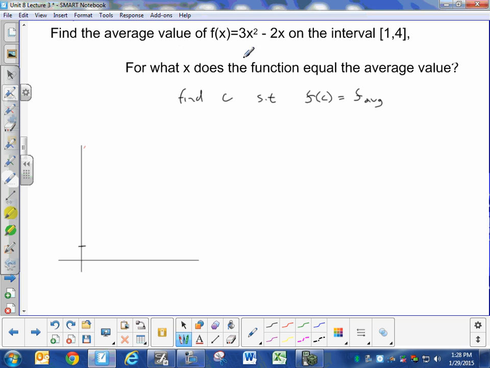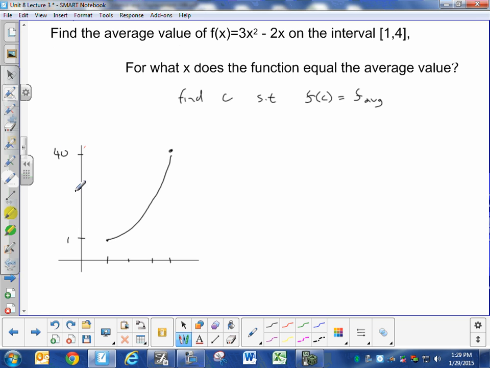So I've got this point 1, 1, sorry, we're going to go from 1, 1, not from 0, 1. So 1, 1, and then 2, 3, 4. If I plug in 4, 4 squared is 16, times 3 is 48, minus 2 times 4, that's 40. Okay, so up here at 40. And we know since it's 3x squared minus 2x, it's going to be like a parabola opening upward.